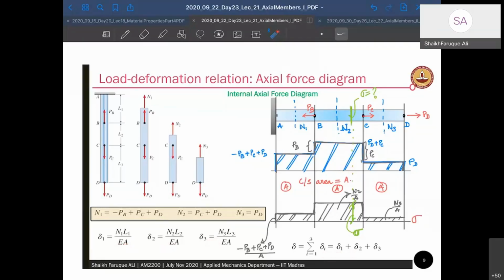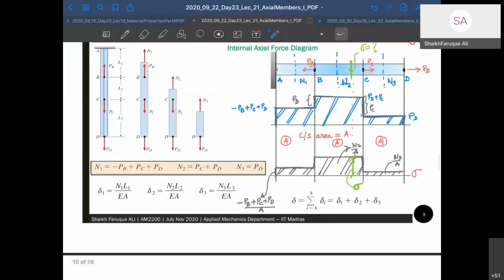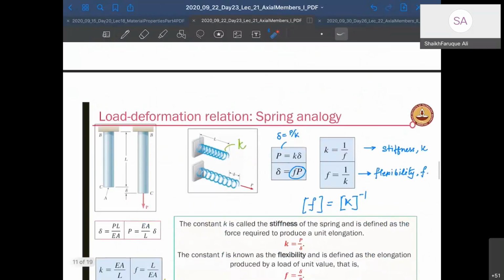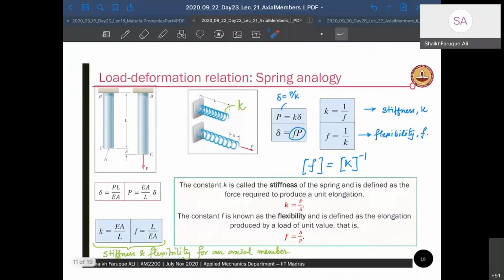Now, can you draw the deformation of this? So for the deformation, you can see all are positive, all going to be tensile, because all the forces seem to be positive. So it's going to look like this, then probably this, then probably this. So the slope will change based on how much load you have here.